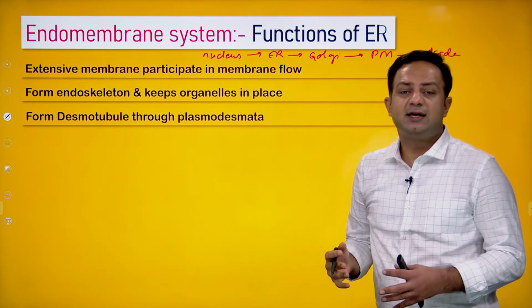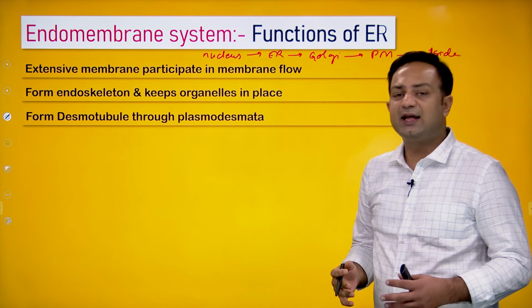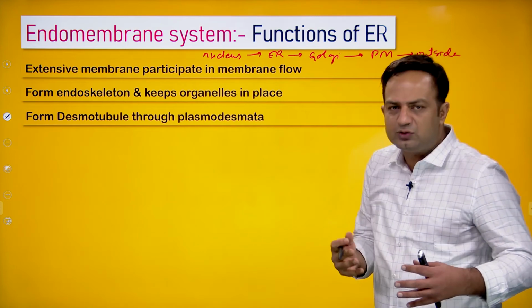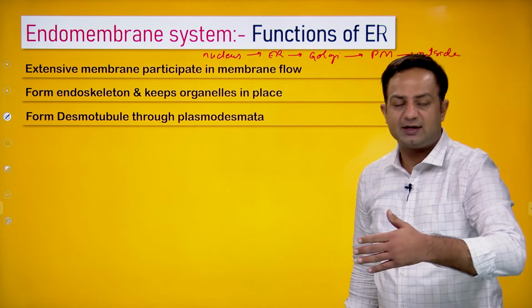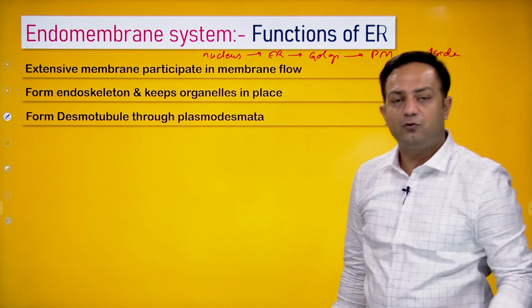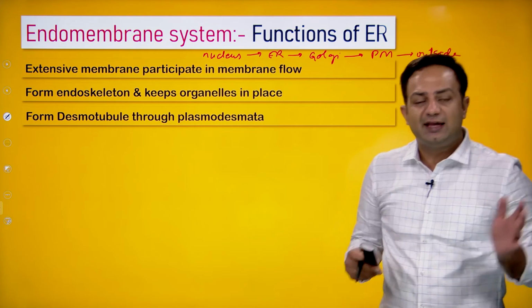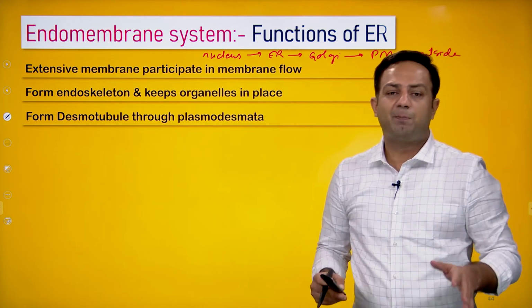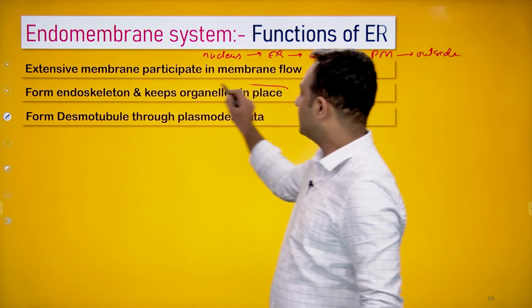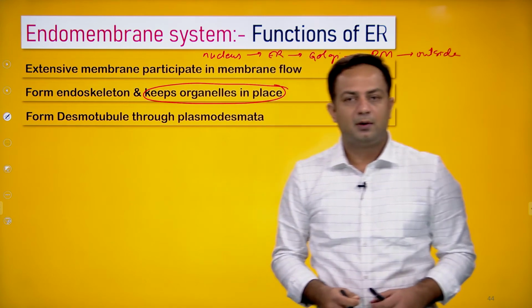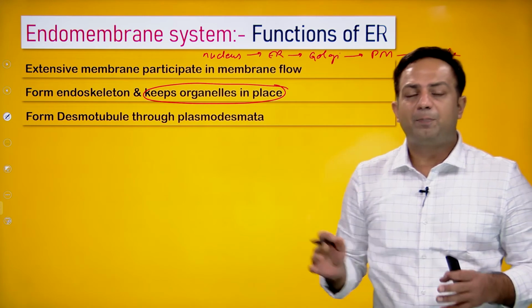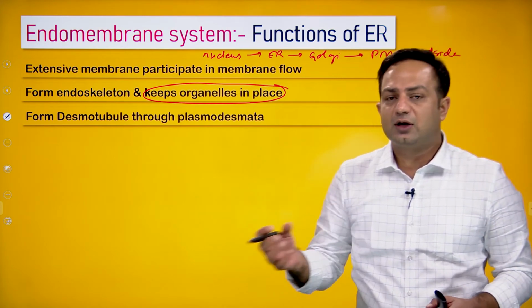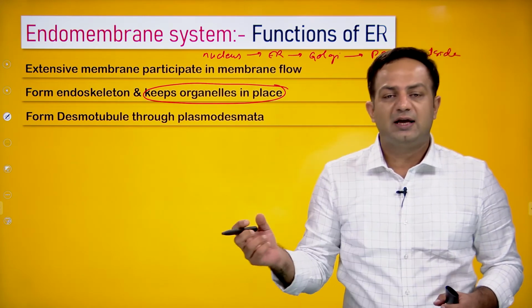They form the endoskeleton. In that case, they are actually membranes, certain types of wall. They are membranes, they are walls, and therefore they are making boundaries. They are making limitations by which different structures in the cell can be kept in proper position, keeping organelles in place.